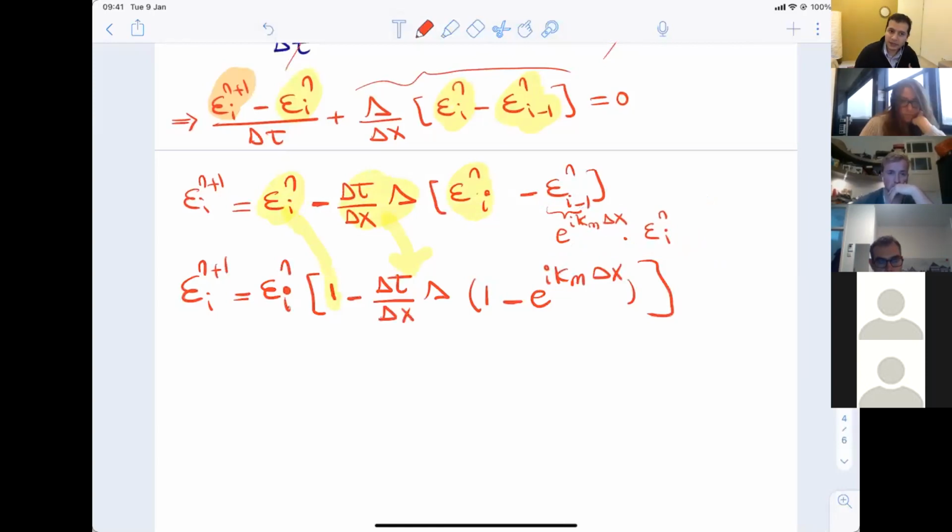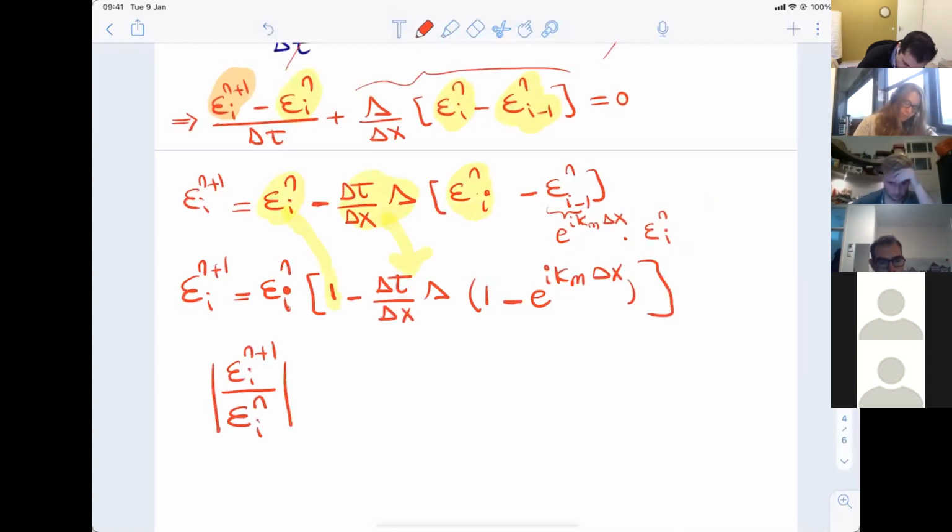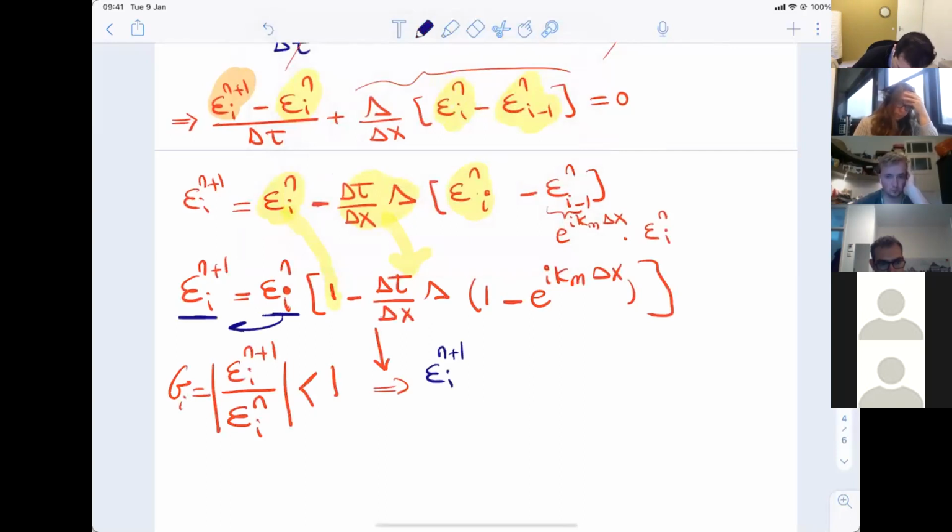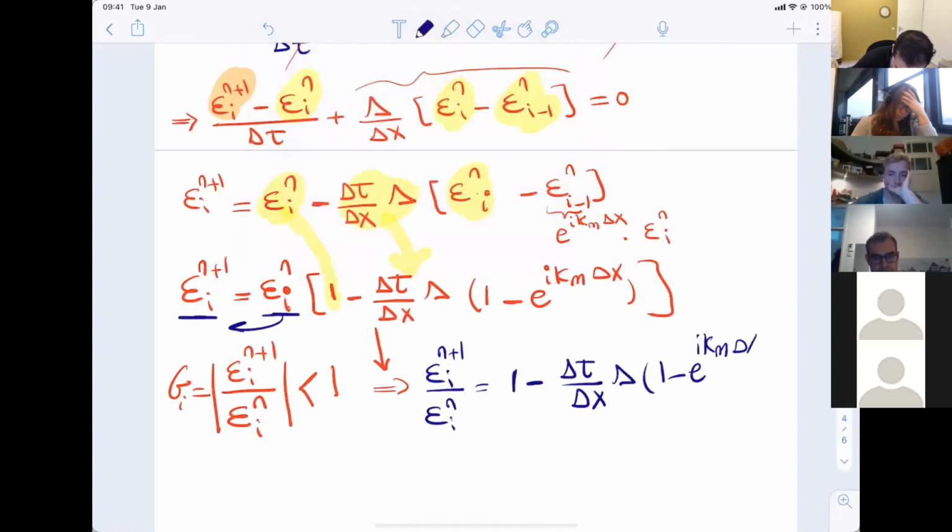Now, I want a stable simulation. What does stability mean? It means my error at n plus 1 divided by the error at n, the norm of it, should be smaller than 1, right? Which means that the error at n plus 1 should be smaller than the error at n, isn't it? That's the meaning of stability, that error would decrease over time. I can call it g at I. So this means if I do that using the above formula, I have E here, I have E here. So I bring this to the left-hand side. I get epsilon at n plus 1 divided by n will be 1 minus delta t over delta x lambda times 1 minus e to the power I km delta x.